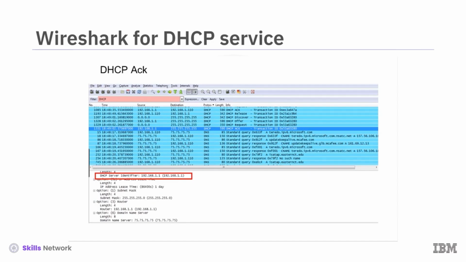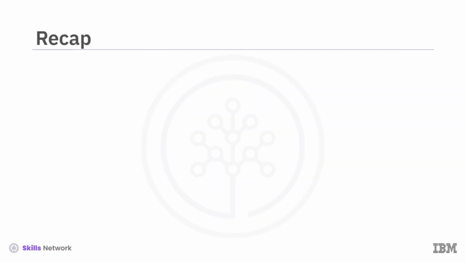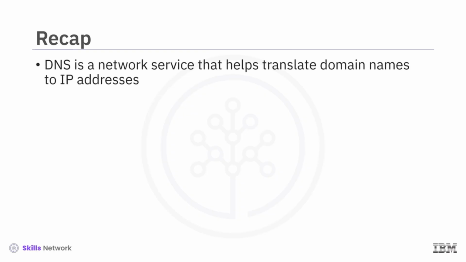Finally, the DHCP server sends the acknowledgement message to the endpoint, confirming that it is leased at the previously sent IP address. In this video, you learn that DNS, or Domain Name System, is a network service that helps translate domain names to IP addresses.